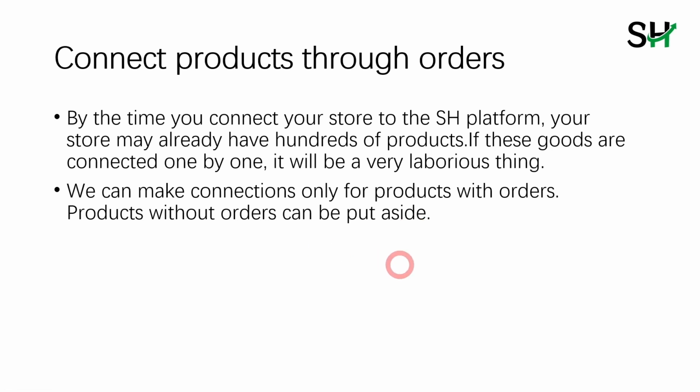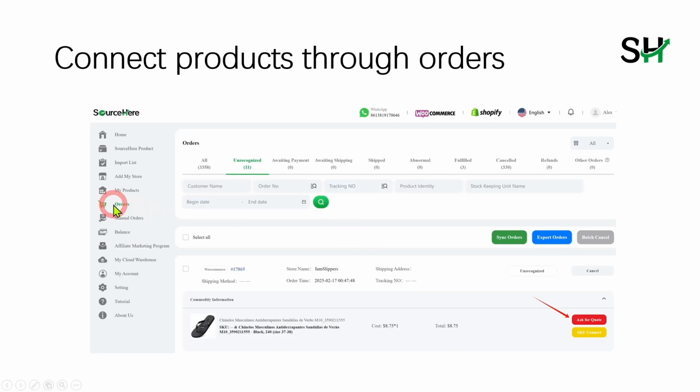In the fifth scenario, we complete the link by order. Sometimes, the number of products in our store is very large, perhaps hundreds. It really takes a lot of time to link one by one, so we can operate it after the order of this product is generated. Products that do not produce orders can be put aside first, then we need to complete this part of the operation in the order list.